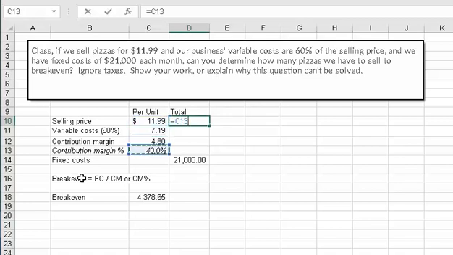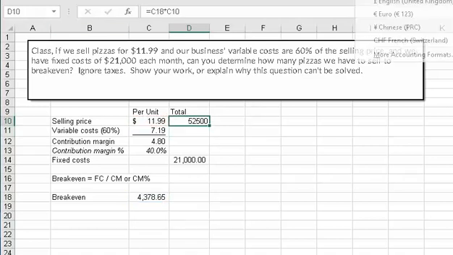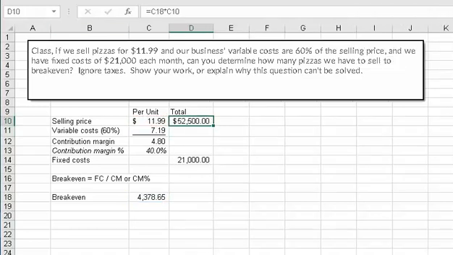Now, to test this, to make sure that's right, let's calculate it. So let's actually put the income statement together. We'll take 4378.65 and we'll multiply it times the selling price. Okay, so that's going to come up to 52,500. This time I'll just do it in whole dollars. Okay, a variable cost would be 60% of that. We don't even have to fill this out.